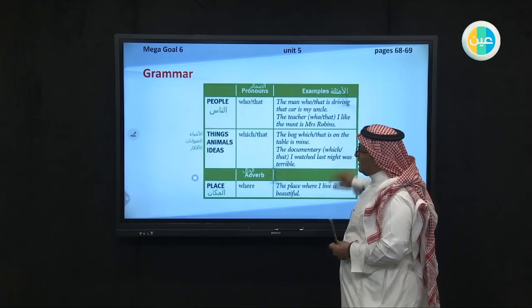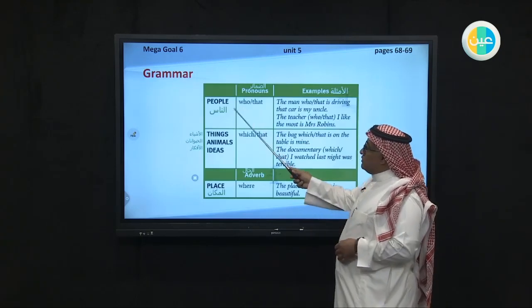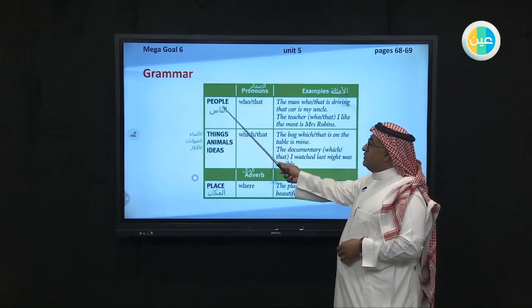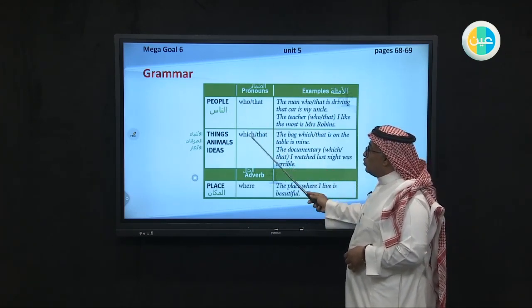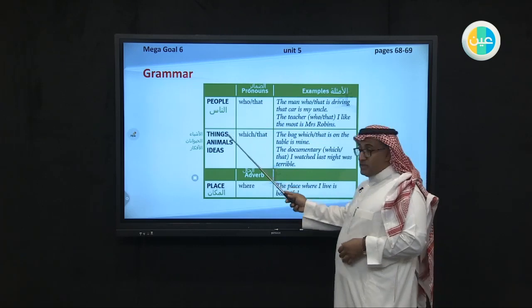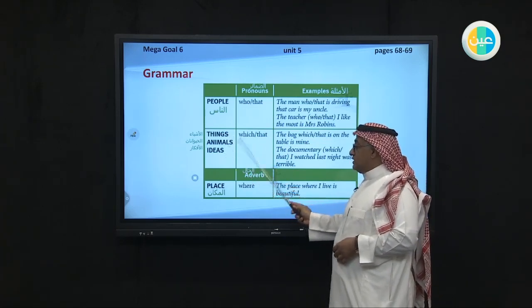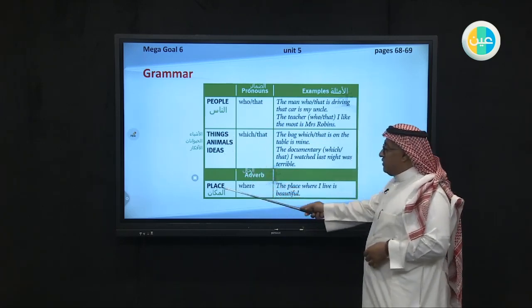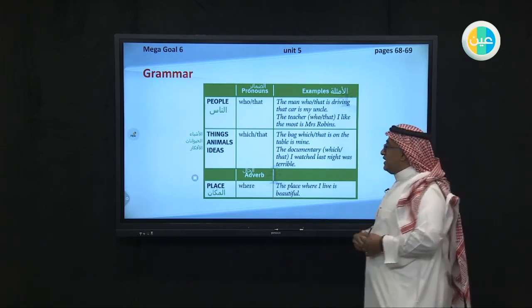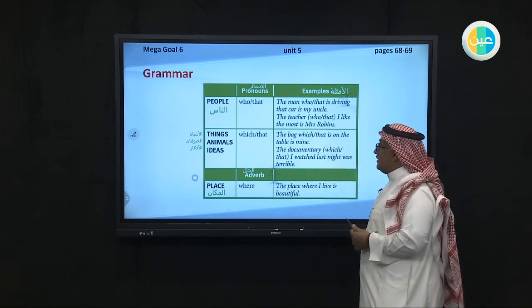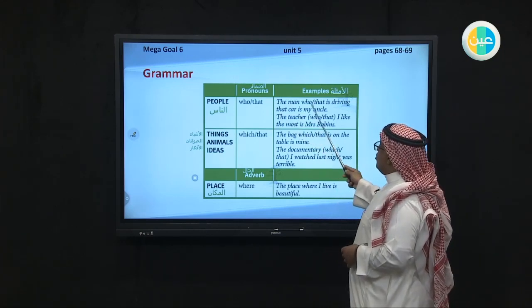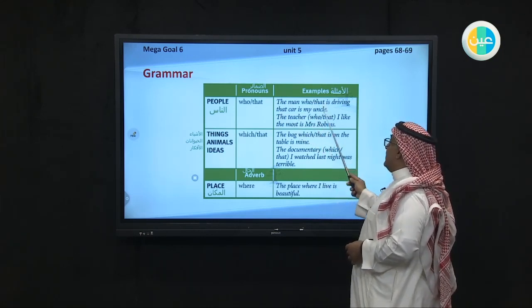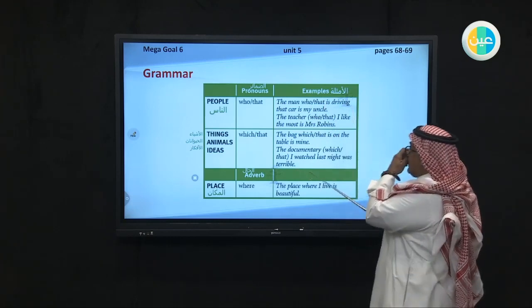From what we have said, we use who or that for people, and we use which or that for things, animals, and ideas, and we have where for a place. Let us focus on these two examples. The man who or that is driving that car is my uncle.